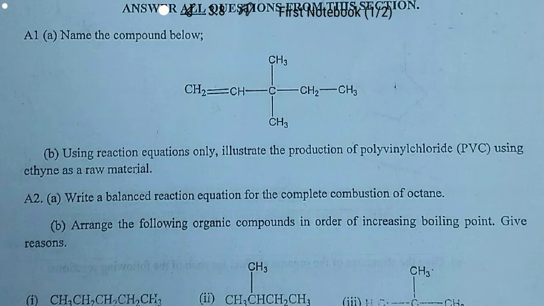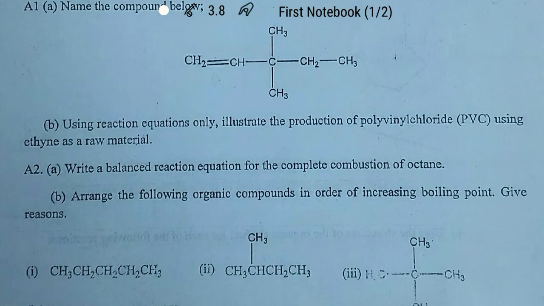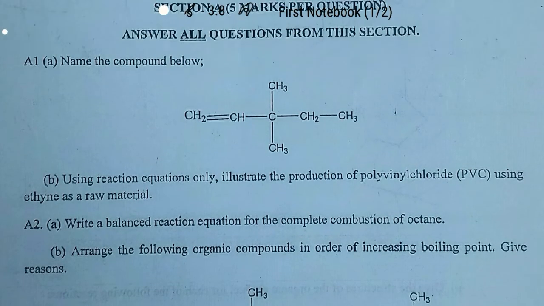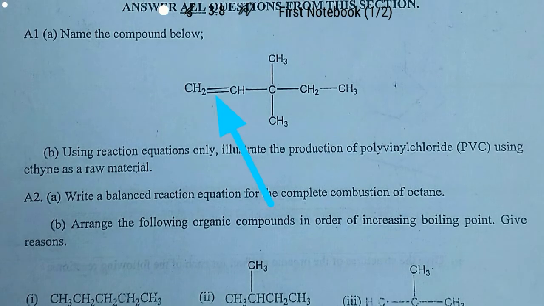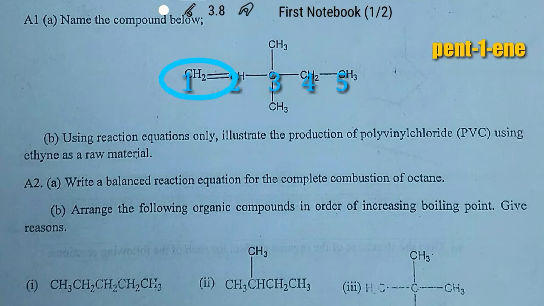The first thing you need to do is to identify the compound, and this compound is an alkene because an alkene is an unsaturated hydrocarbon with a double bond. And the next thing is to identify the longest carbon chain and the position of the double bond on that carbon chain and start your counting from that point. So in this case we have 1, 2, 3, 4, 5, which is denoted by pentene, but the functional group is on carbon 1, so this is pent-1-ene.